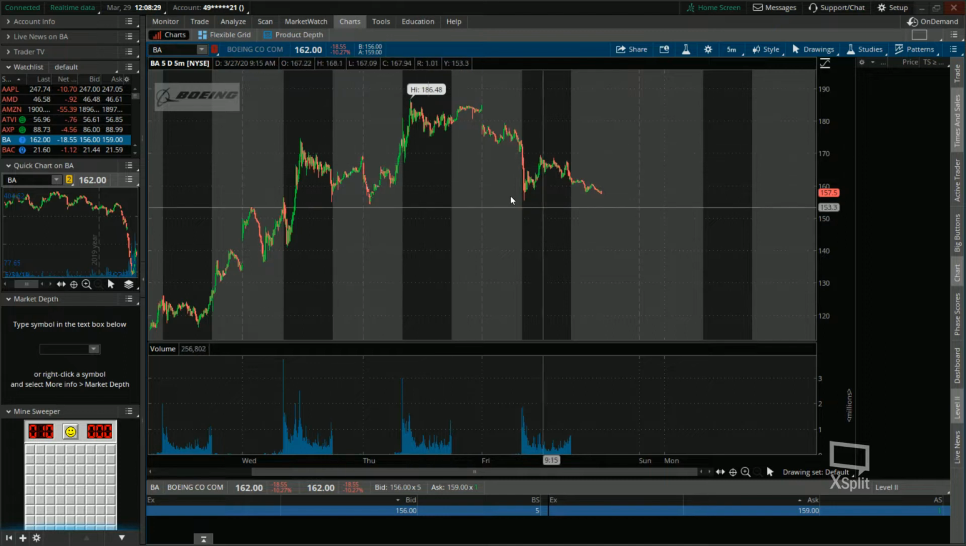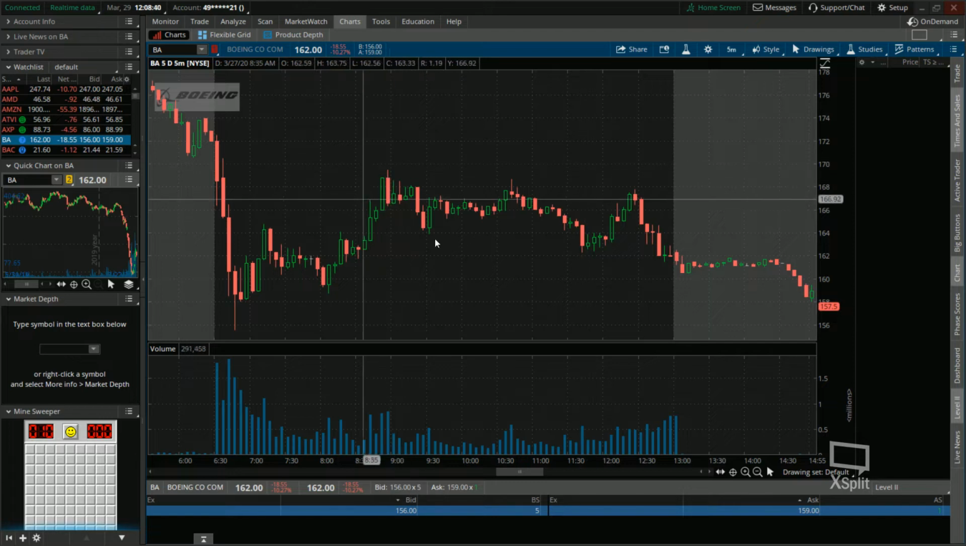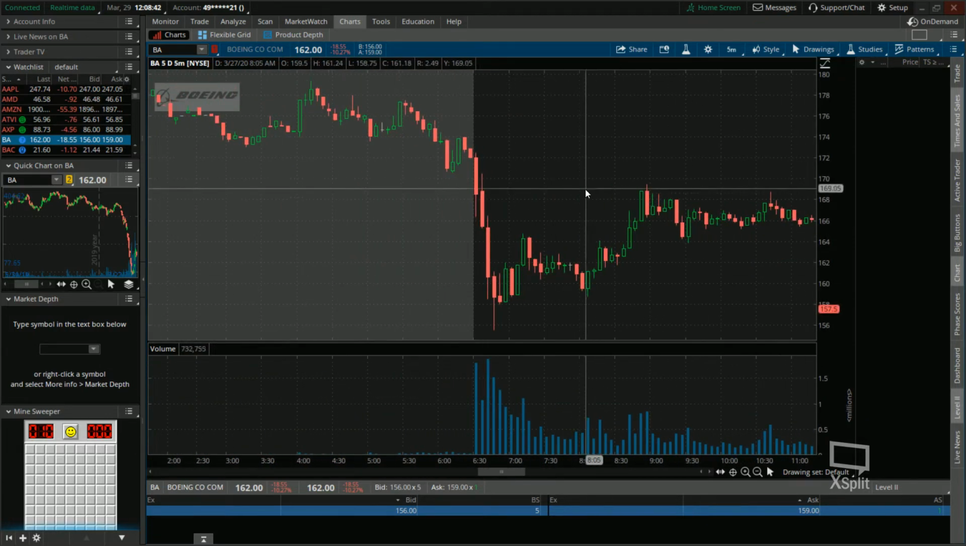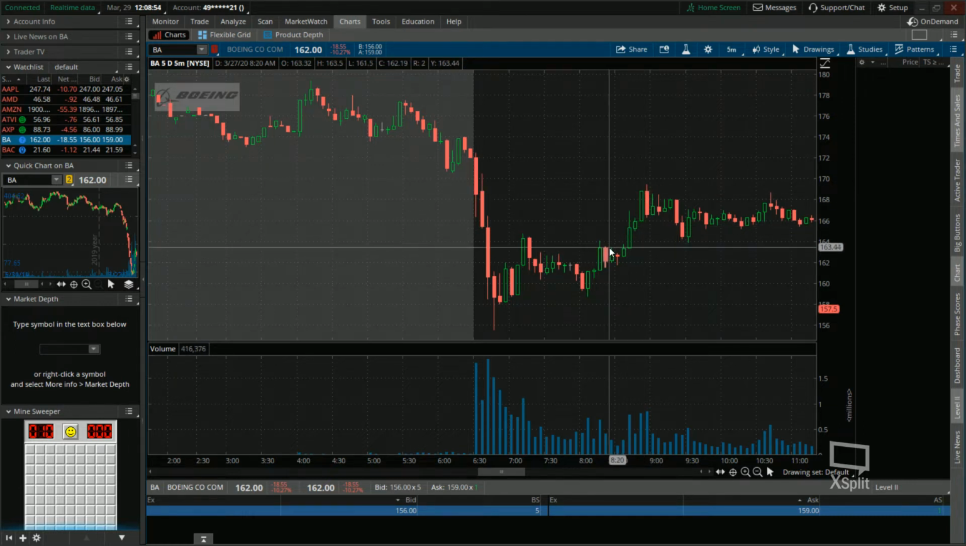Okay, so we have Boeing pulled up here, and we're on the 5-minute chart, as you can see. We'll look at this breakout right here. This is a good breakout. We see that it broke resistance at this level, and it went from 164.59 all the way up to 168.87. And so we can decide what strike to get based on our technical analysis.